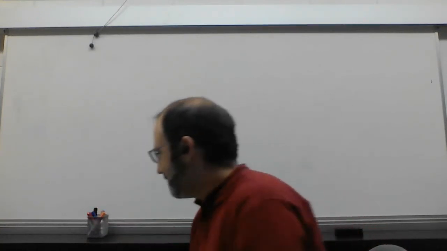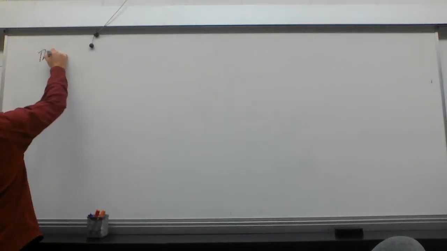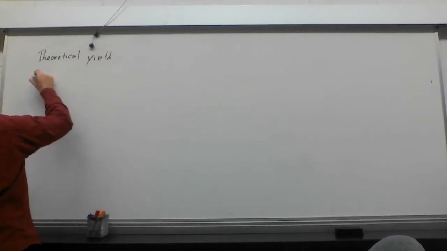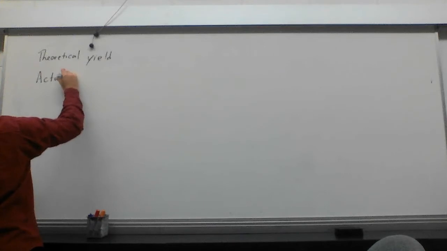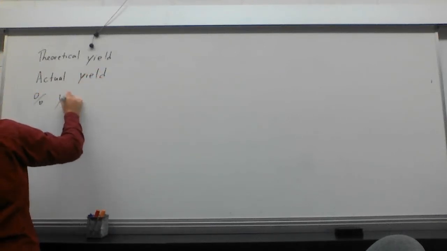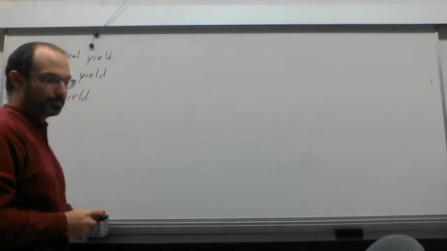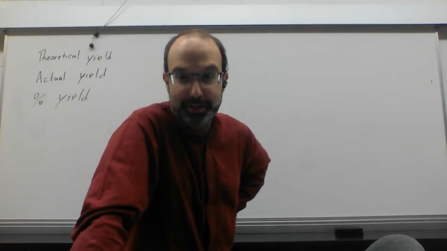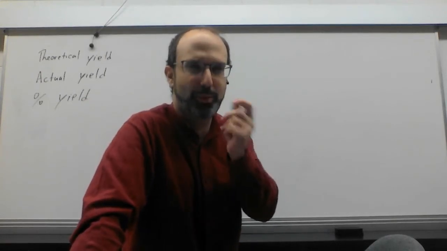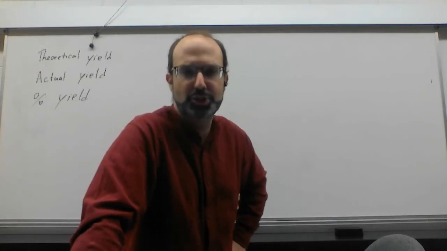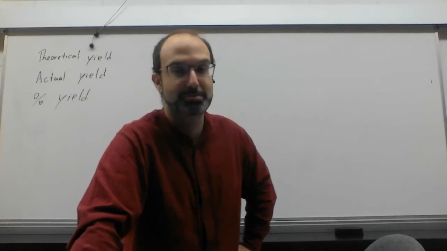Let's write these down. All right, so you're going to have your theoretical yield, your actual yield, and your percent yield. Now, the percent yield is calculated using the mass of product. Why the mass? Why not the moles? Because, again, we don't have a machine that can measure moles, but we do have a machine that measures mass.